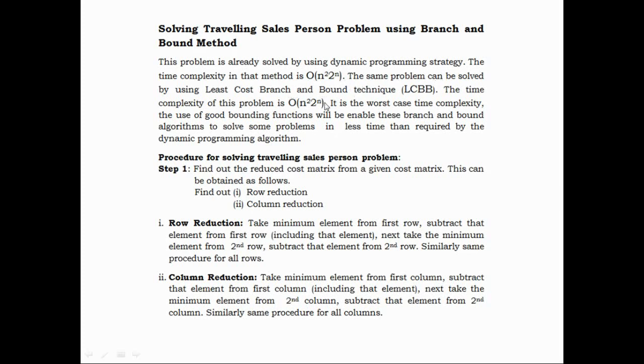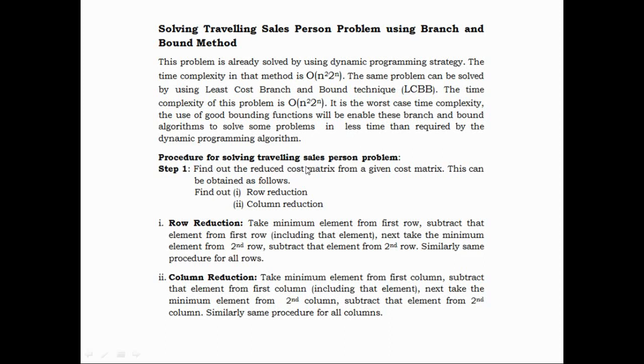Here we are using the least cost branch and bound technique. In the worst case, the complexity of this problem is order of n square into 2 power n. By choosing a good bounding function, this branch and bound algorithm can solve some problems in less time. Let us see the procedure of how we can solve it by the branch and bound method.